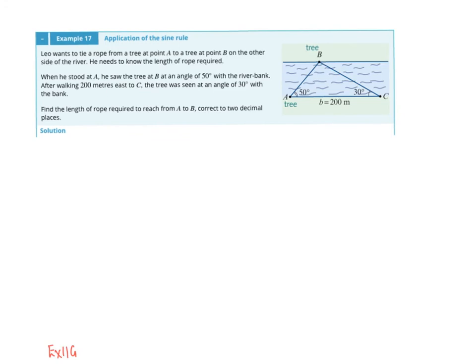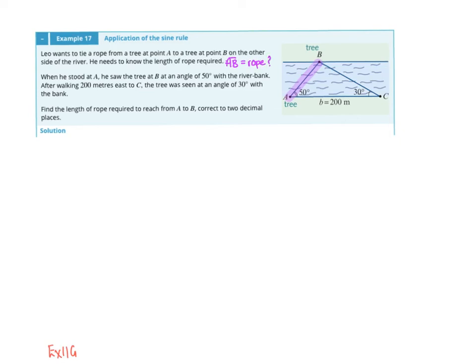Alright, so with the application of sine, you sometimes get given a diagram and sometimes you may not be. So if you're not, you really need to draw it. So Leo wants to tie a rope from point A to B. So here is along here, he wants to tie a rope. He needs to know the length of the rope. Alright, so now you know length AB equals the rope, and that's the question.